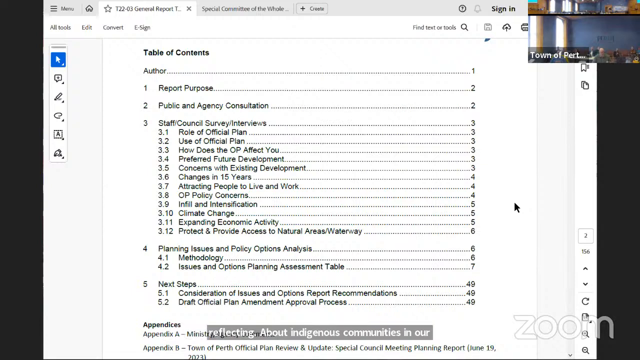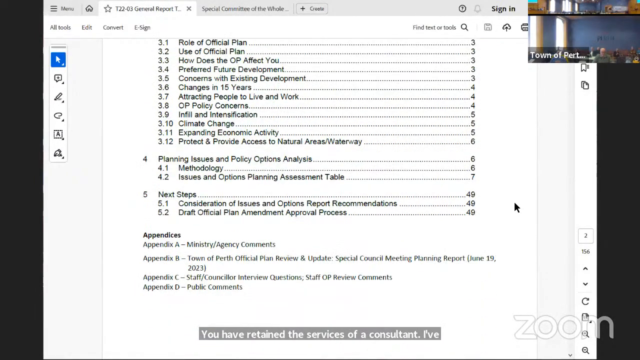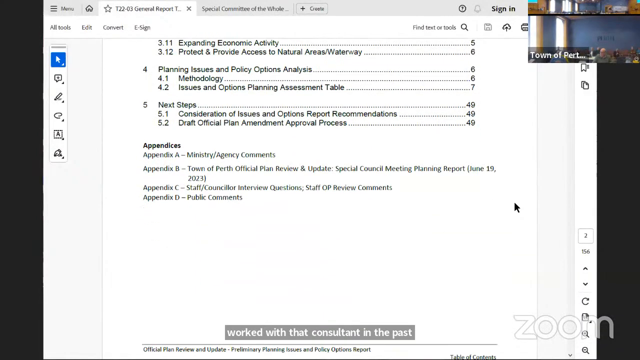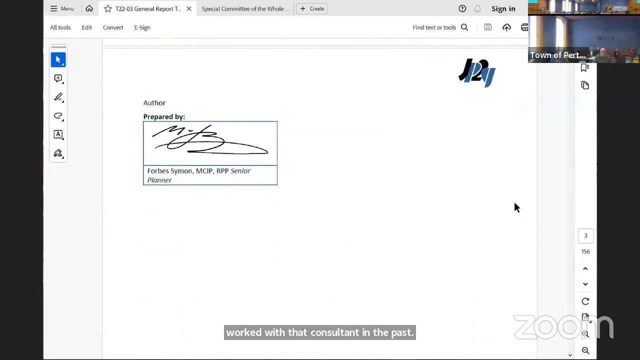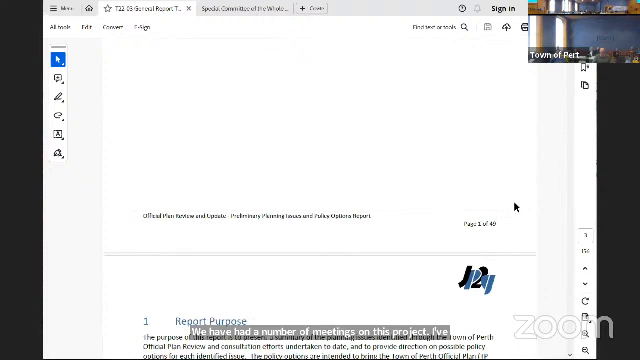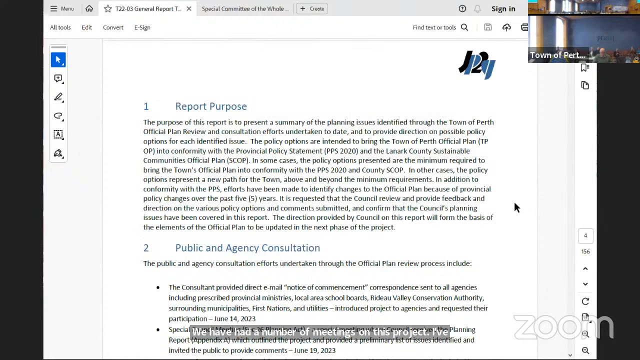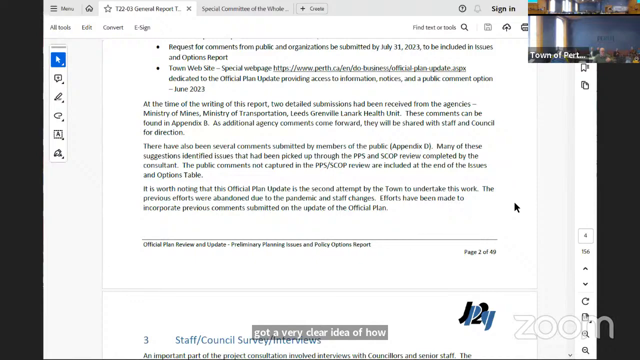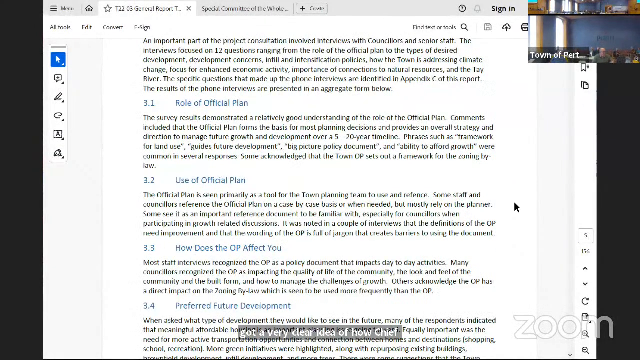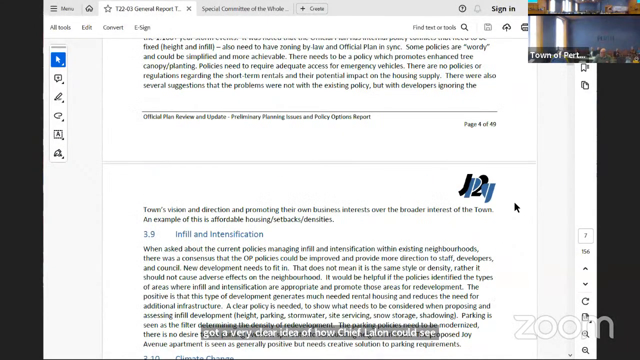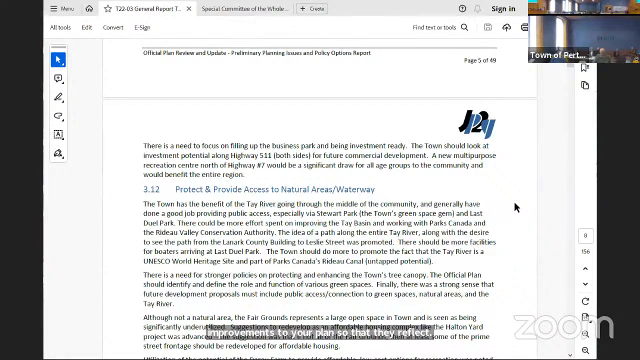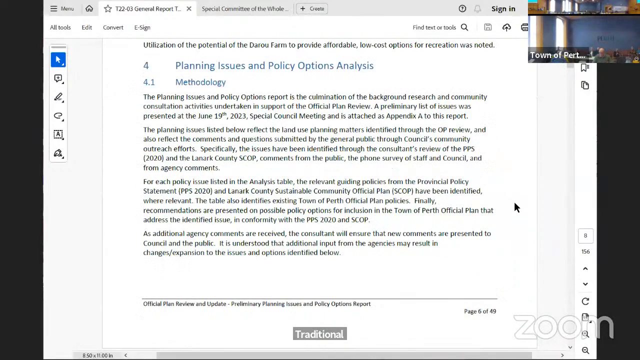You have retained the services of a consultant. I've worked with that consultant in the past. We have had a number of meetings on this project. I've got a very clear idea of how Chief Lalonde could see improvements to your plan so that they reflect traditional Indigenous values. And I think that they're threefold.